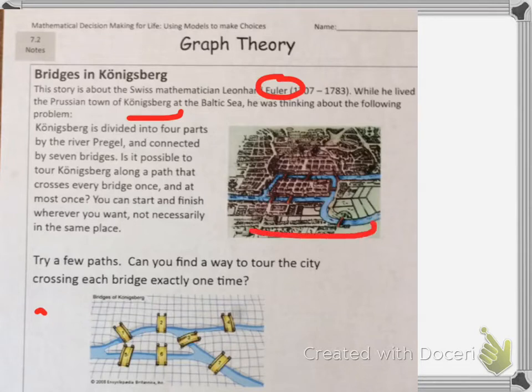So this was the actual city up here, and he made it into what we would call the graph of the city by just taking the bridges and the land masses and having us look at those instead of all of the details of the city. So let's just say we start here at this bridge, and we just want to go over every bridge that we can in the city.